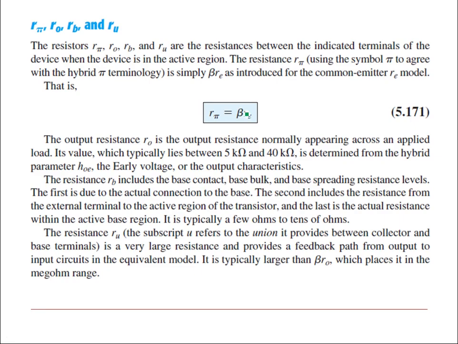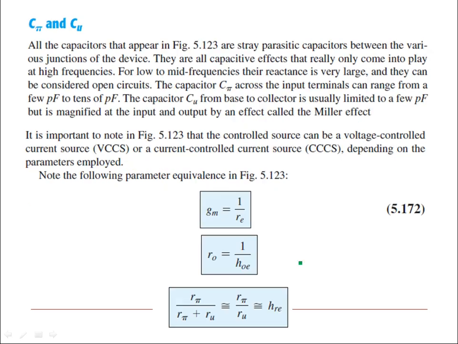So whatever I have just expressed is written here. R mu is between the collector and the base terminals, a very large resistance, and provides a feedback path from output to input. So it is typically larger than beta R naught, which places it in the mega ohm range.